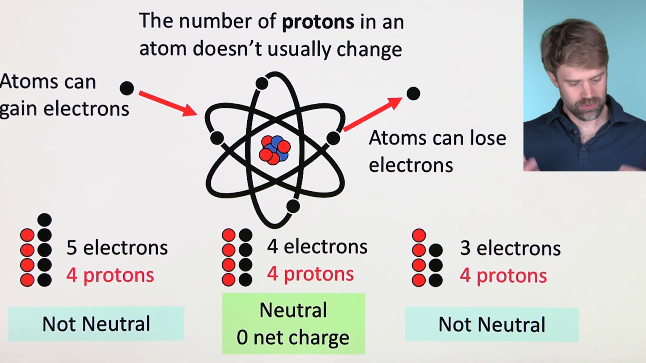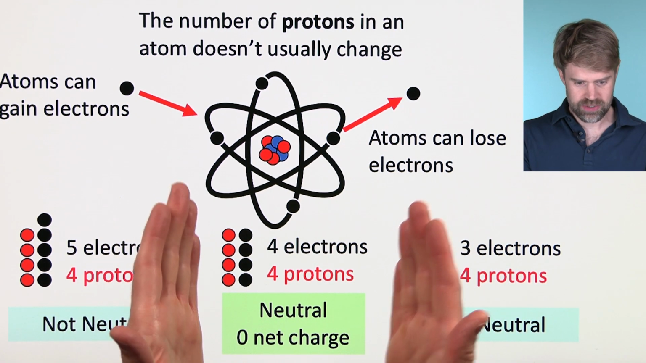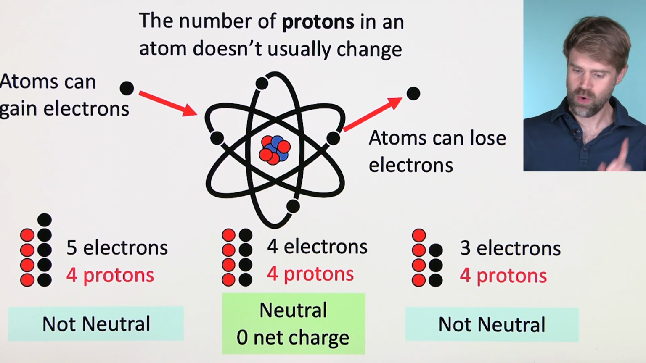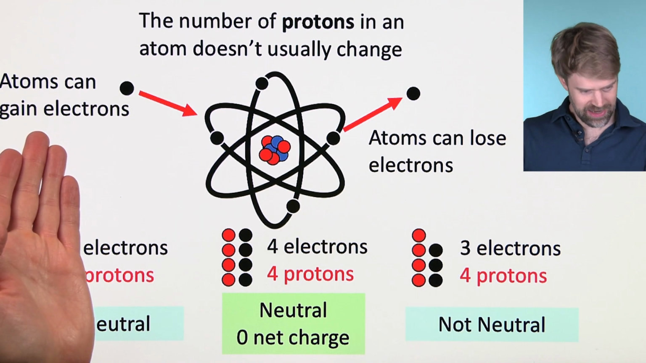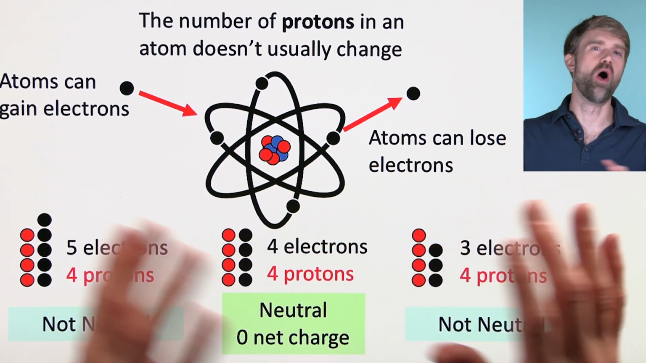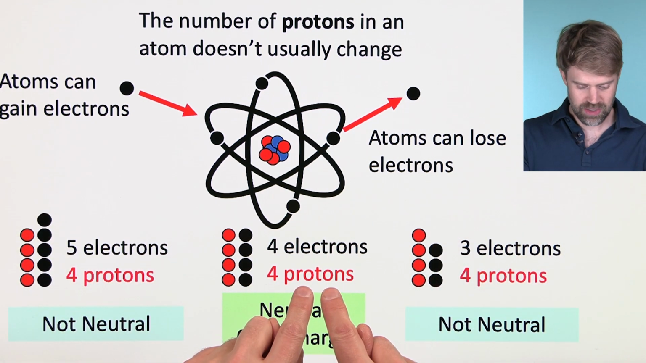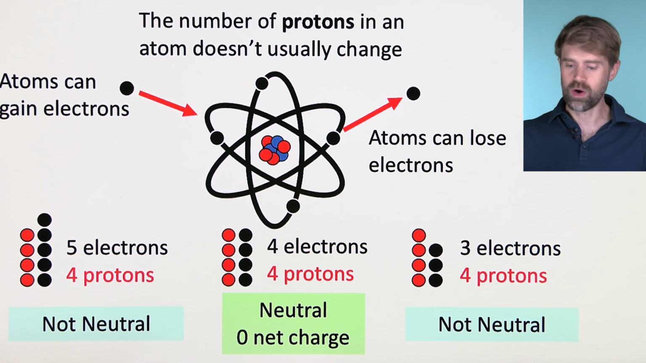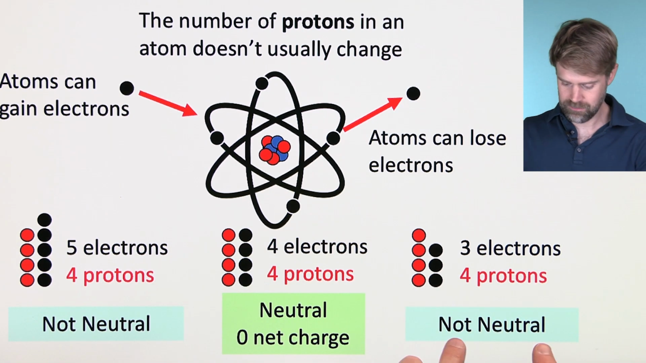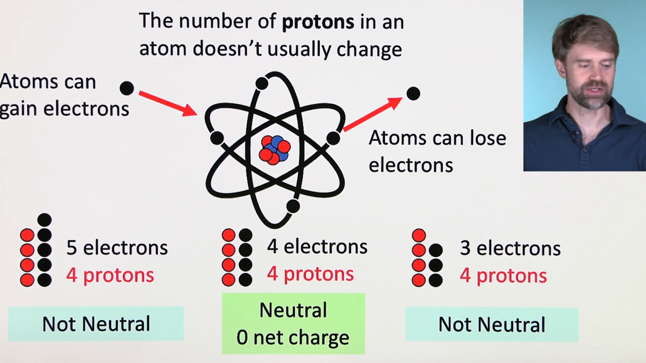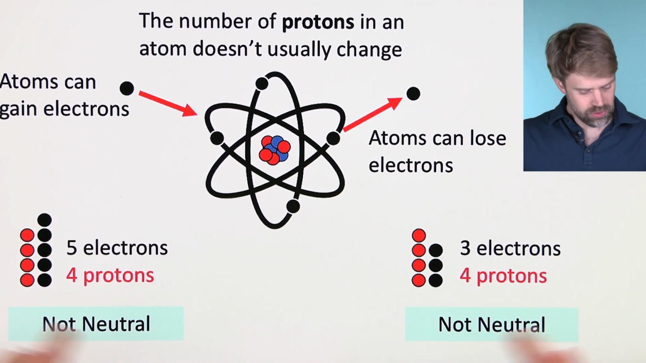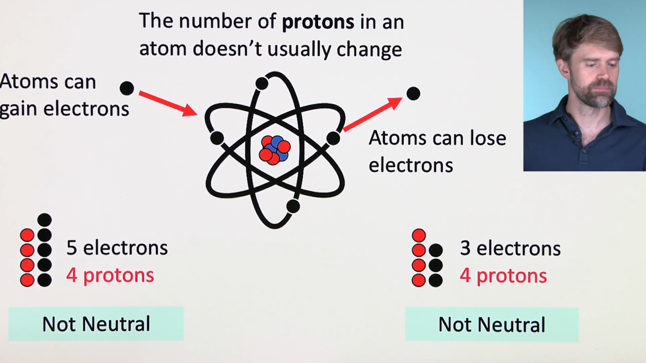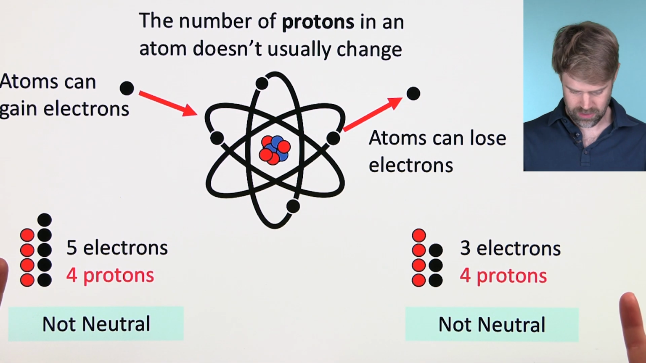So the number of protons and electrons are the same only for neutral atoms. But when atoms gain and lose electrons, which they do all the time, the number of protons stays the same, and this causes situations where the atom is not neutral and it has a net charge. Let's look more closely at these two situations where the protons and electrons aren't equal, the charges aren't 0 here.